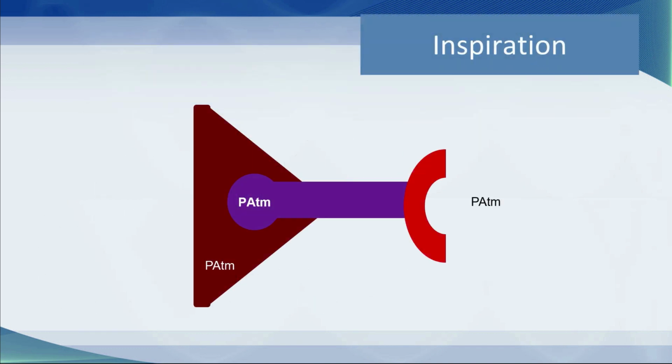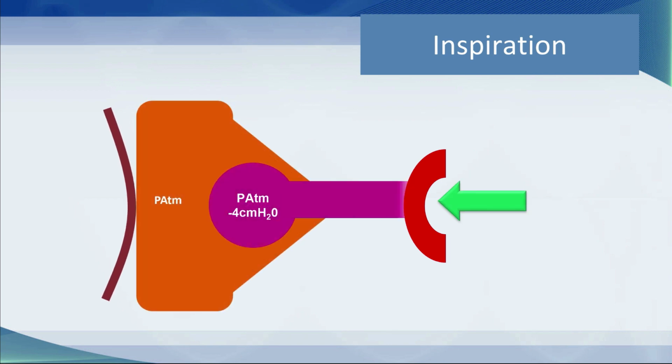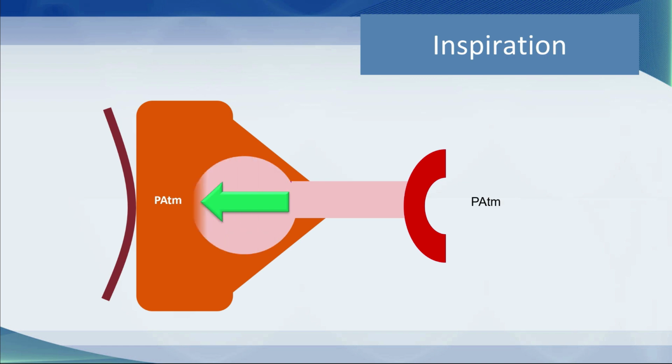Just a quick bit of revision. Inspiration happens when the diaphragm descends and negative pressure is generated inside the thorax. That causes negative pressure to be generated in the alveoli and gas flows from the mouth into the alveoli along the pressure gradient.